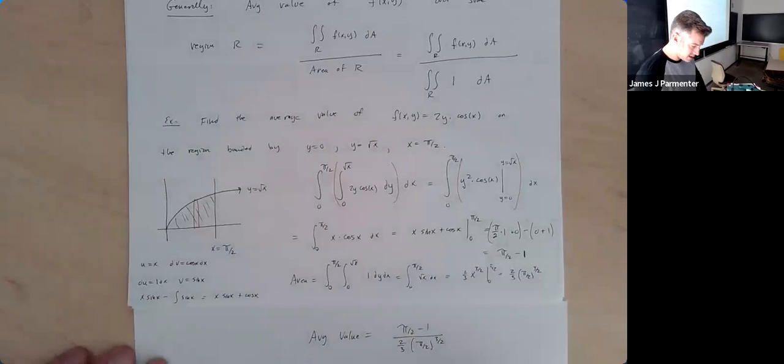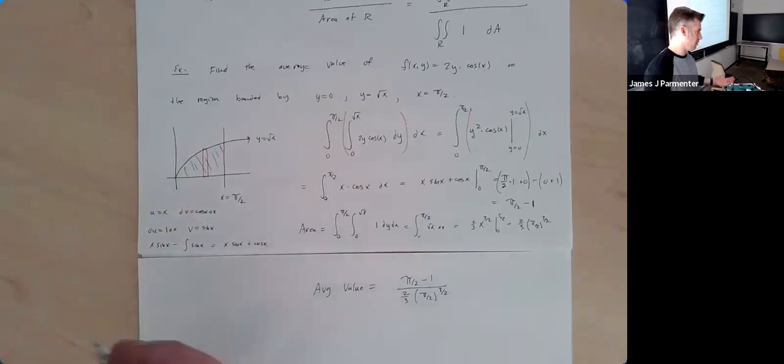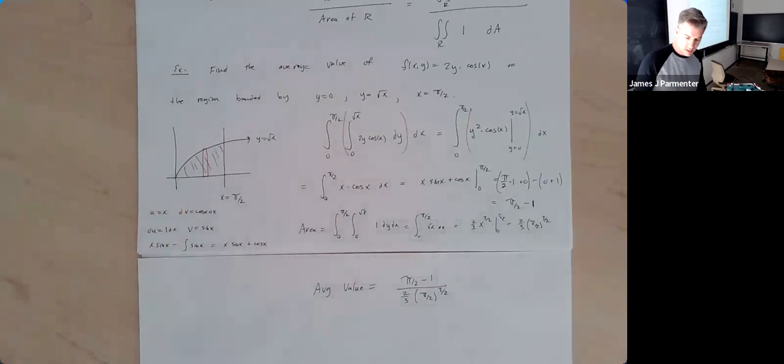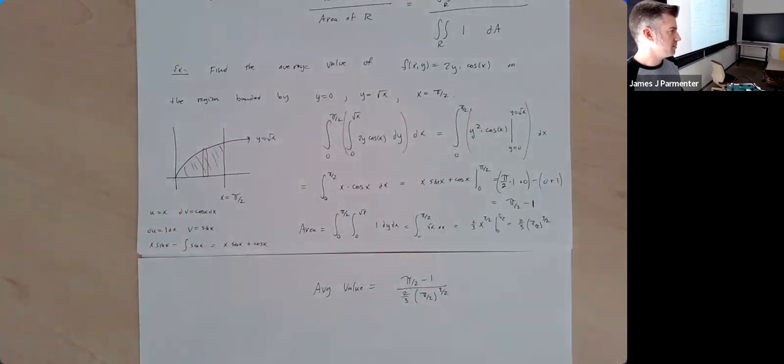So if your region isn't something nice like a triangle or a square or a rectangle, then you actually have to do the double integral of 1 to find the area. But it's usually not too terrible. So. All right.